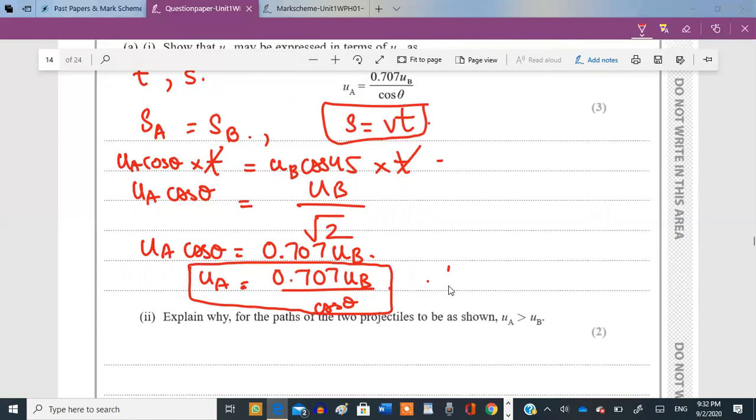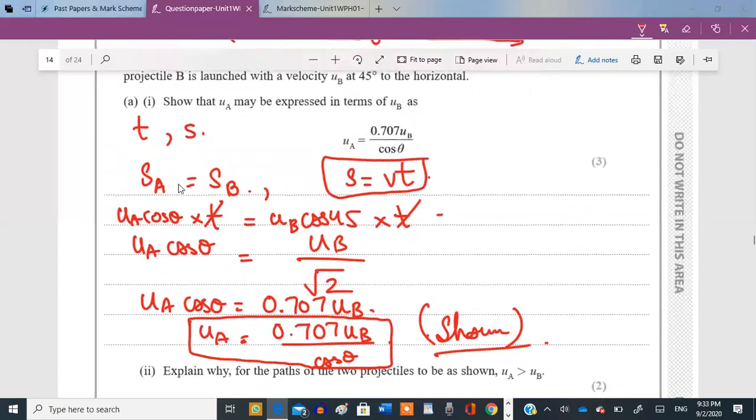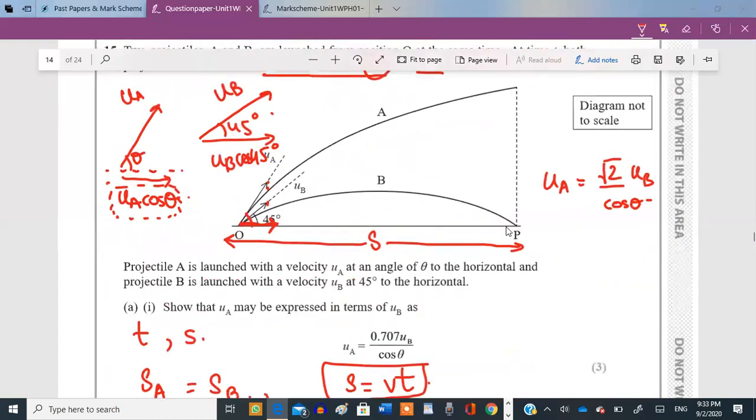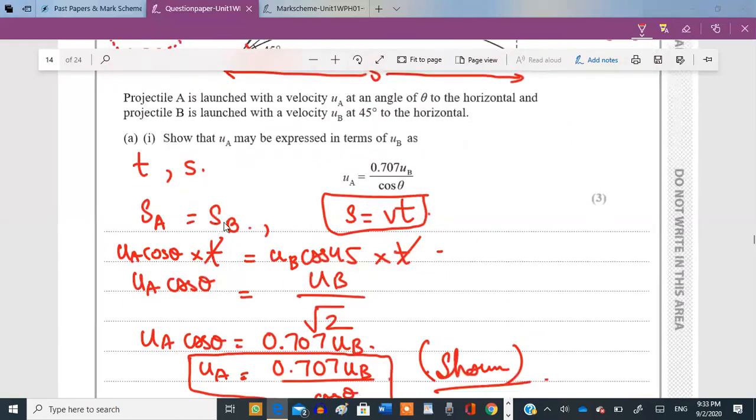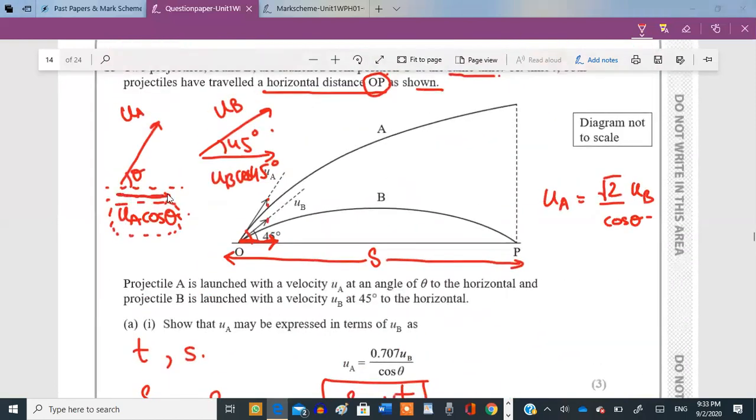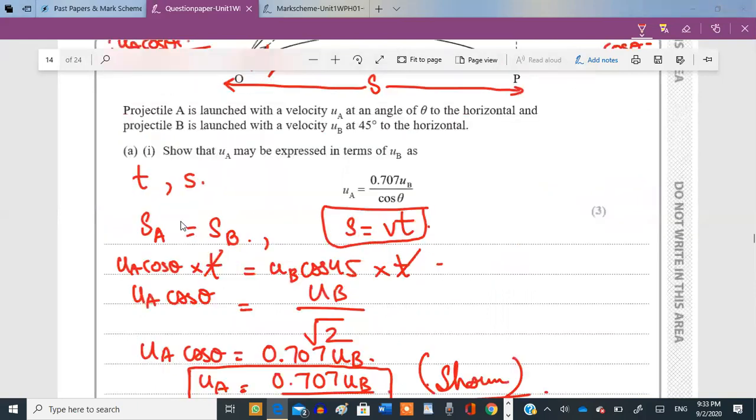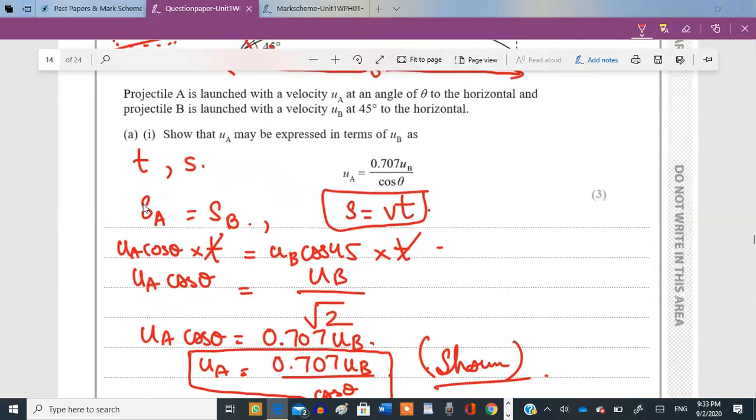Clear? Shown. Distances they traveled after the same time are the same. Distance by A equals distance by B. Distance traveled in the horizontal direction is traveled by the horizontal component of the two velocities. Horizontal component of UB is over here and of UA is over here. So distance is s = vt. The distance by A is going to be UA cos of theta times T, the horizontal component of A, and UB cos of 45 times T, the horizontal component of B. Times will get cancelled out because they are the same. UA cos of theta equals UB upon under root 2.